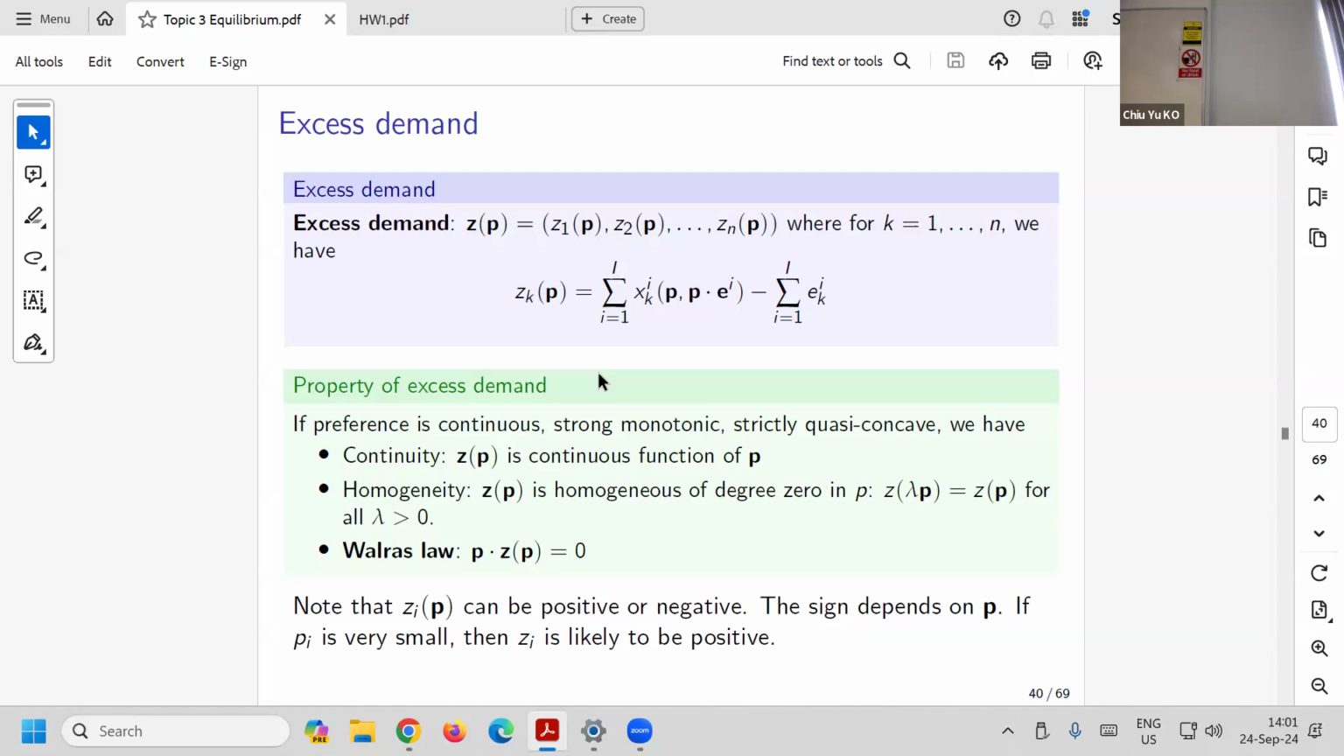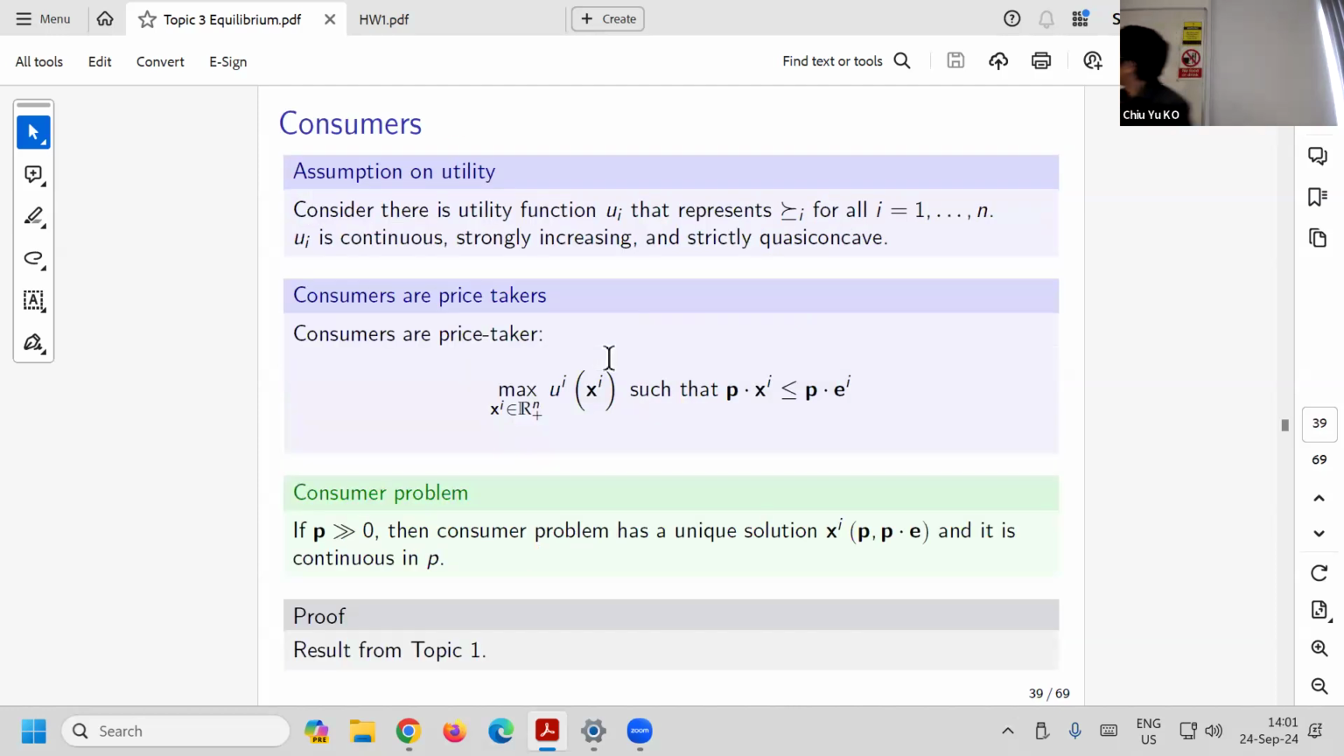And here we will prove certain properties. First, continuity, because this is continuous in P. So that's a proof. Second, homogeneity. If you double the prices, you will have no change in X, so there's no change in Z. Because when you double the prices, you also double everyone's endowment value. So there's no change, because this X is solved by this problem. You change everything here, there's no change.